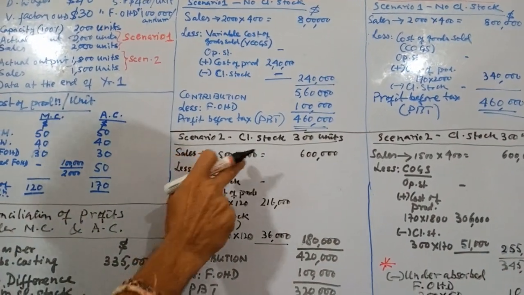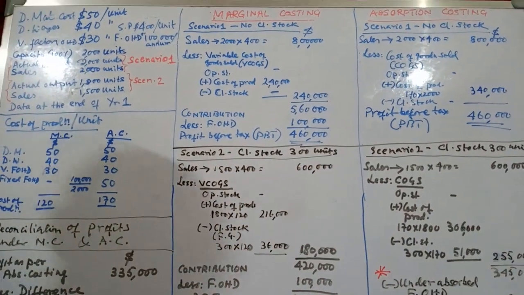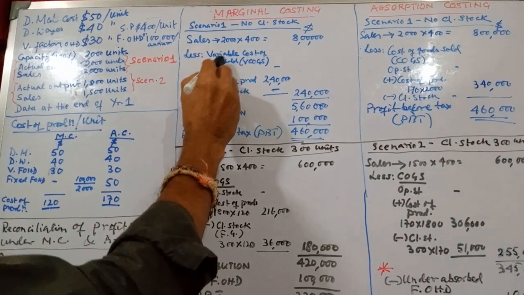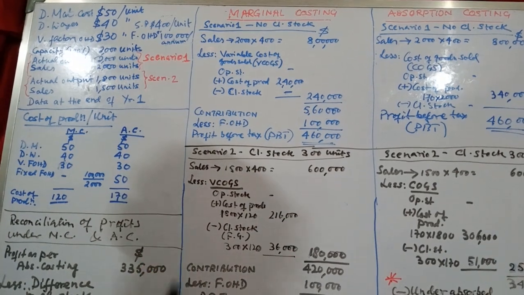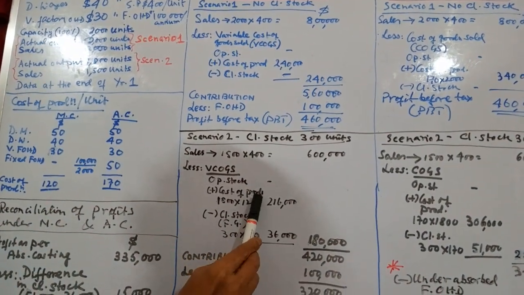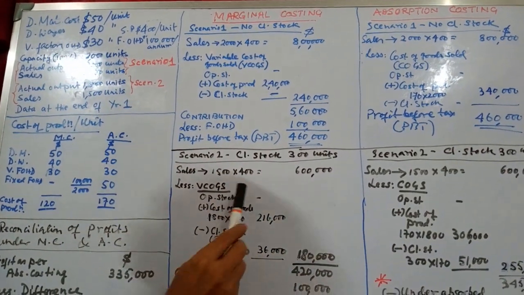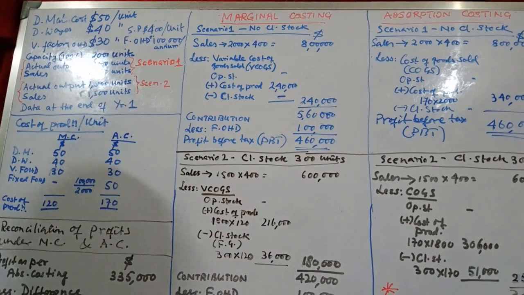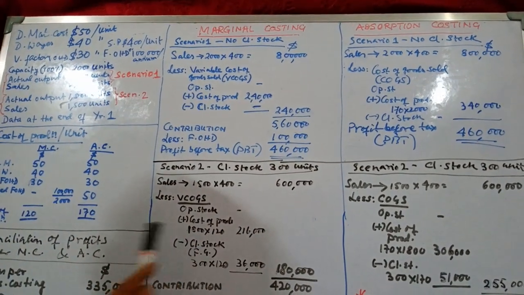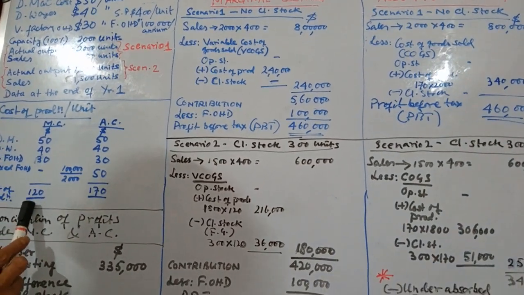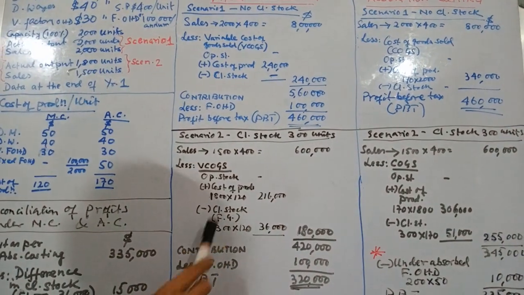So 1500 into 400, that gives us 600,000, less variable cost of goods sold as we have done in scenario 1, VCOGS, and we follow the same format, opening stock plus cost of production less closing stock of finished goods. There is no opening stock. And what is cost of production? How many units produced? 1800 in scenario 2. The 1800 into 120 cost of production per unit. So we get 216,000 less closing stock of finished goods.